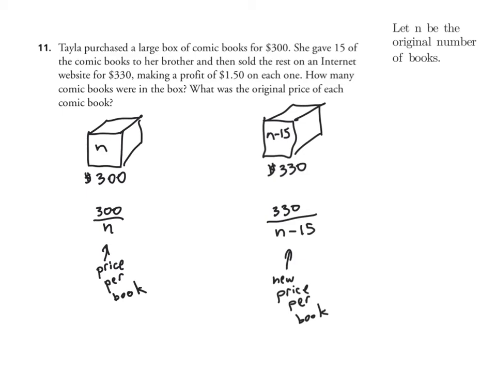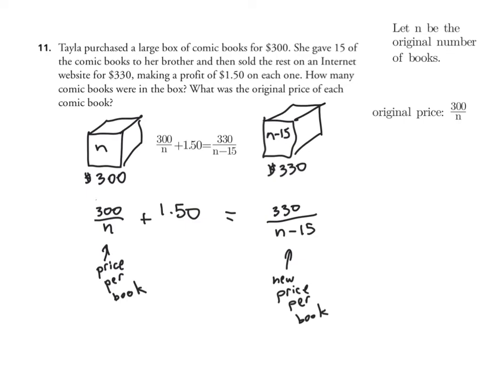So this old price per book plus $1.50 should equal the new price. Right, we're saying that the new price is $1.50 more, so the old price, the lower price, plus $1.50 should equal the newer price. So here we are. Now we need to solve for N so that we can go back and say what was the original price, which is 300 divided by N. As soon as we find N, we'll know that the original price is 300 divided by N.